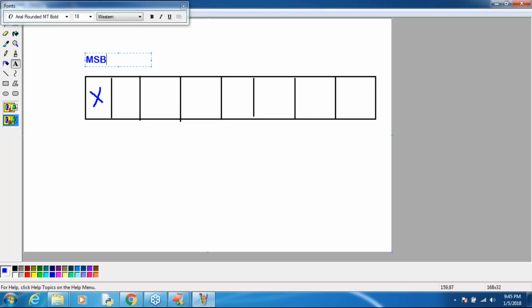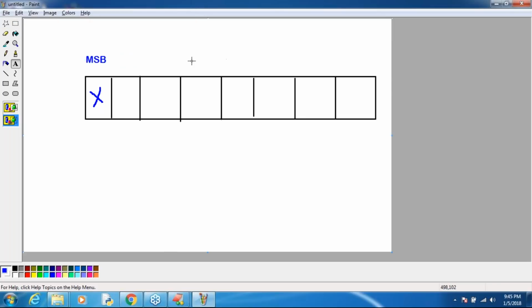The most significant bit. Remember this one, sir? This MSB, most significant bit, is considered a sign bit. Remember that, okay? The most significant bit is by default considered as one sign bit. One bit is already reserved for sign. Sir, several times we are required to be aware of this type of terminology.